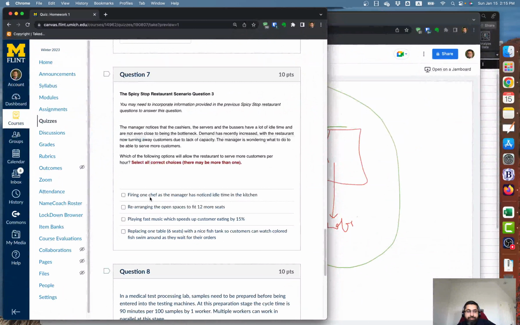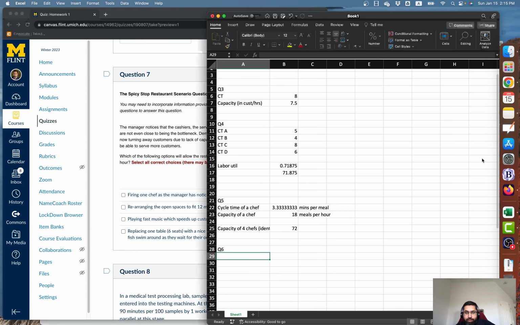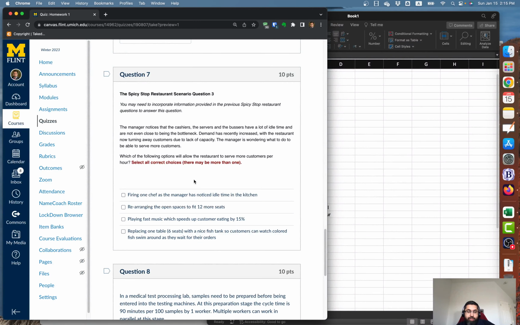Okay, so let's look at our options. Firing one chef has idle time in the kitchen. Okay, that is not going to increase your capacity. It may decrease idle time in the kitchen. Maybe the kitchen will become a bottleneck. They may actually decrease capacity because you have 4 chefs and you're getting a capacity of 72. If you fire a chef, you're going to lose a capacity of 18. So you're going to go down below 60 and you're going to reduce your capacity of the system, and this is going to become the bottleneck. So firing a chef is a bad idea, but the main point is, will it let you serve more customers? No, it will actually make us serve fewer customers. So this is not the right option.